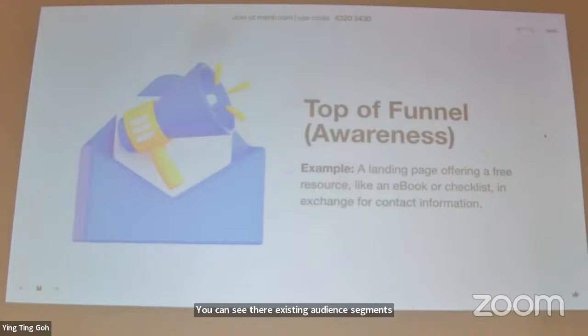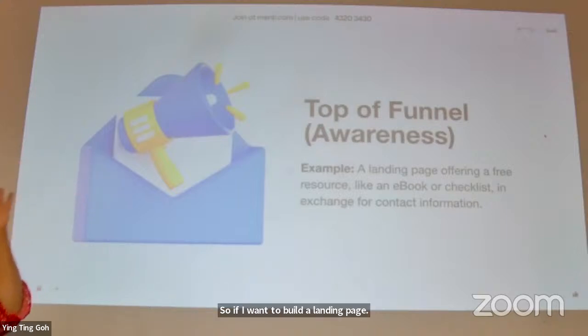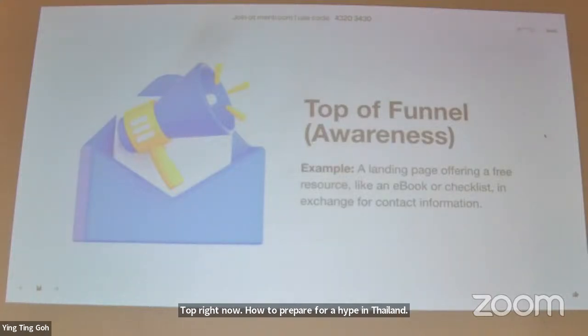So if I want to build a landing page, top of the funnel, maybe I'll say top ranking how to prepare for a hike in Thailand, a checklist of what you need to prepare for as a solo female traveler. Why even more niche, right? But that's so relevant if anybody is solo traveling as a female in Asia. Maybe there are a lot of people coming from the West and they don't know anything about the Asian landscape. Isn't that of value? What seems like common sense to me?